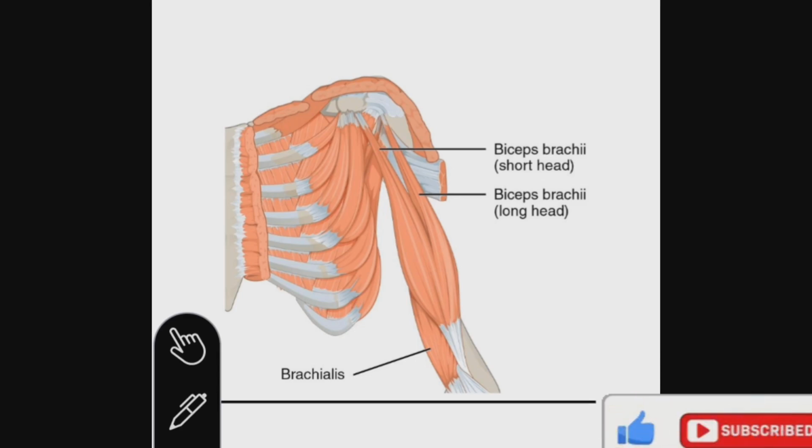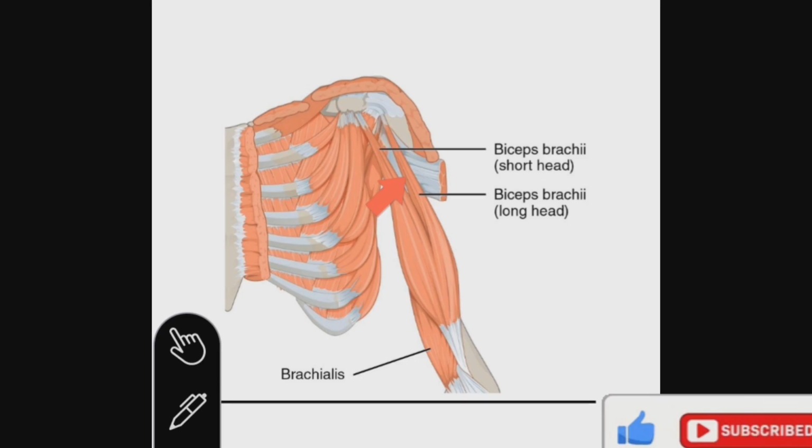So, let's quickly look at the anterior compartment. The anterior compartment, the flexor muscles are the biceps brachii, the brachialis and the coracobrachialis. All of them are innervated by musculocutaneous nerve. Musculocutaneous nerve is C5 to C7. Firstly, we look at the biceps brachii. This biceps brachii.